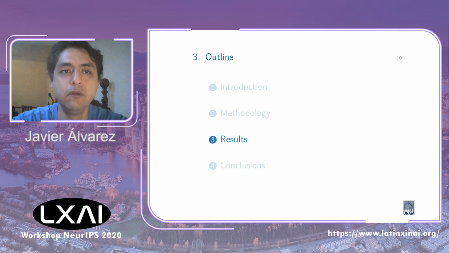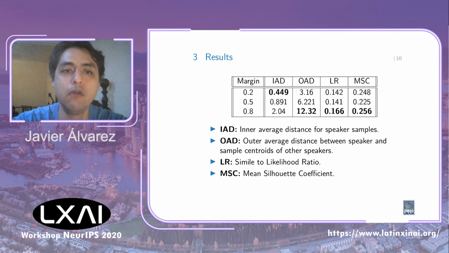Then we had to make some tests in order to evaluate our results. We decided to use these metrics: the inner average distance for speakers, the outer average distance between different speakers, a metric similar to the likelihood ratio, and the mean silhouette coefficient. As we can see on the table, the greater the margin, the greater the outer average distance. This means that our model works better with greater values of margin.